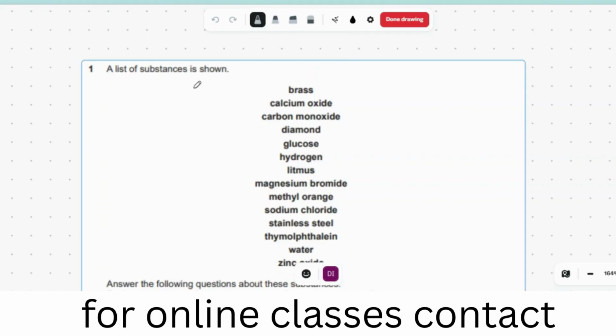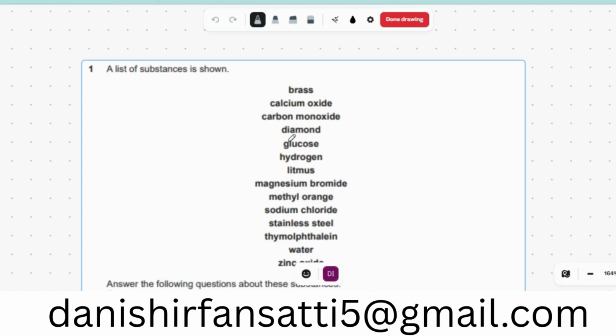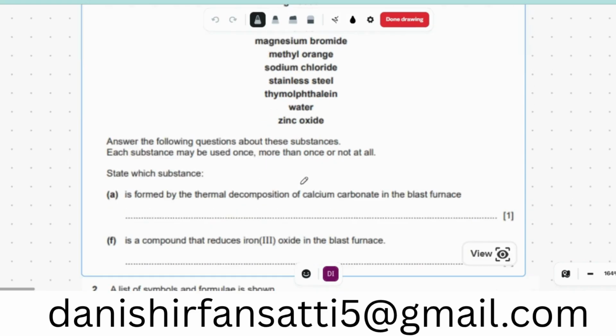Today we are going to talk about extraction of metals past paper questions. The first question is: a list of substances is shown. In this list we have brass, calcium oxide, carbon monoxide, diamond, glucose, and hydrogen, litmus, and so on. Answer the following questions about these substances.